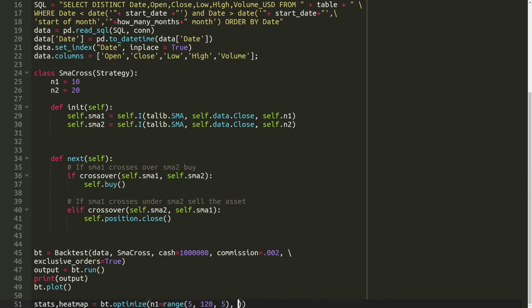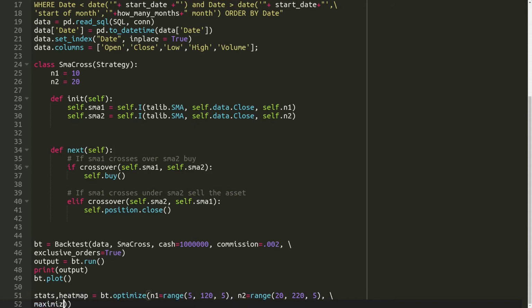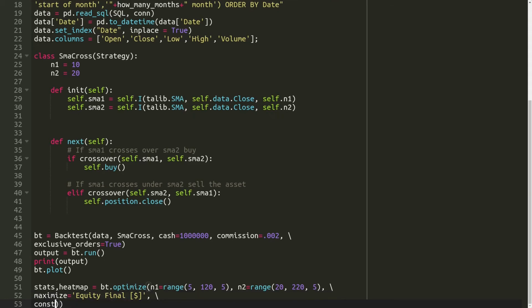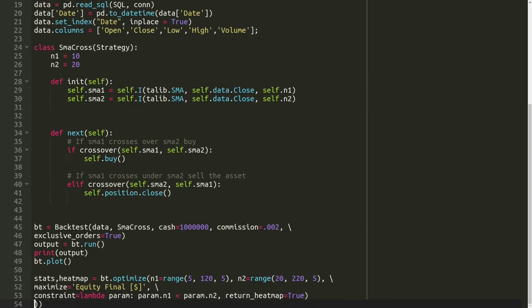Afterwards, we will be doing optimization. Which periods are the best combination for the most profit? This is the question we are trying to answer. We set N1 and N2 ranges, maximize equity final in dollars, and there's a constraint that N1 must be smaller than N2. We also want the heat map.